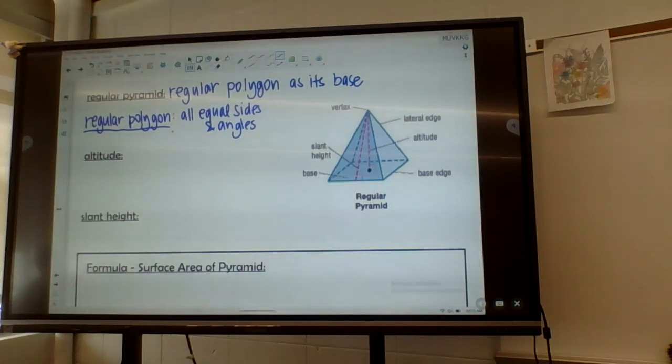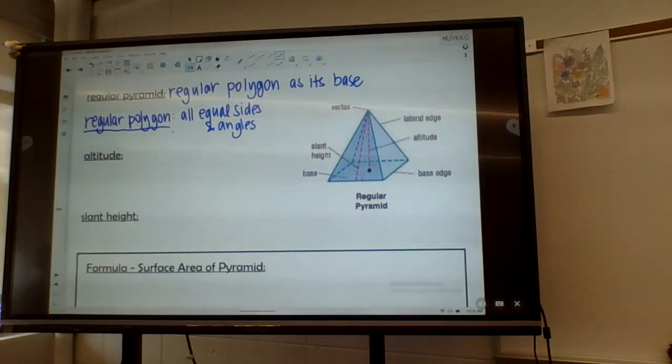Now, but again, our bases can be things other than just a square. It could be a triangle, it could be a pentagon, it could be different shapes like that. Now the altitude is... So I had this drawn for you because this is a hard one to draw, and it's hard to draw that altitude down the center. So if you see it, it's pointing at the line down the middle.